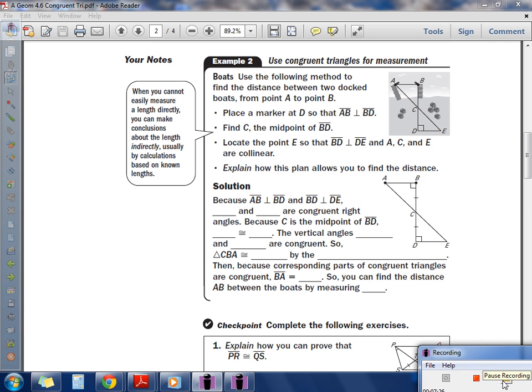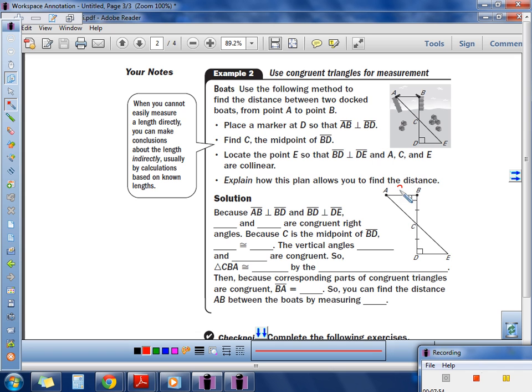All right, for example 2, it's talking about boats. It says use the following method to find the distance between the two docked boats. It helps out by telling you where to place marks, so then they're going to end up over here. And you can do that quickly on your own. We're going to save a little time and just focus on the picture now. So the key thing, we are trying to figure out which distance. We're trying to figure out the distance from point A to point B. So please pay attention on where I place marks. This is the unknown distance right here that we're trying to get a mark on that spot.